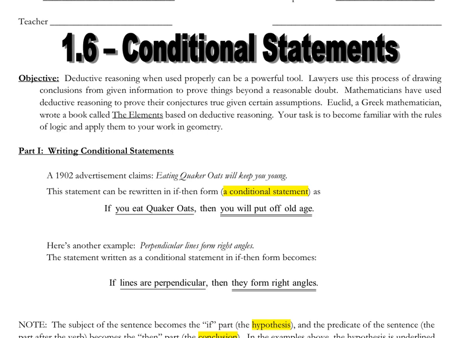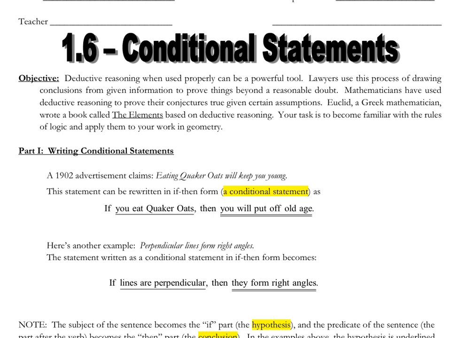Okay, so basically, writing a conditional statement is just taking a statement and changing it into an if-then statement. So for example, it says a 1902 advertisement claims that eating Quaker oats will keep you young. So we have to change that into a conditional statement, an if-then. So if you eat Quaker oats, then you will put off old age. Okay? Notice that there is a subject. Okay, you need to have a noun in there when you write these statements.